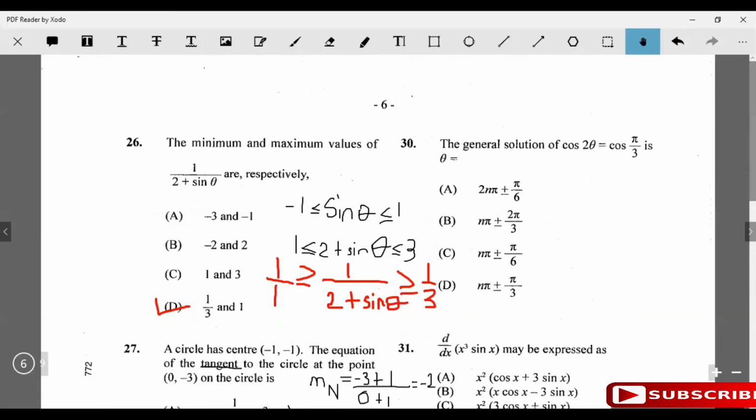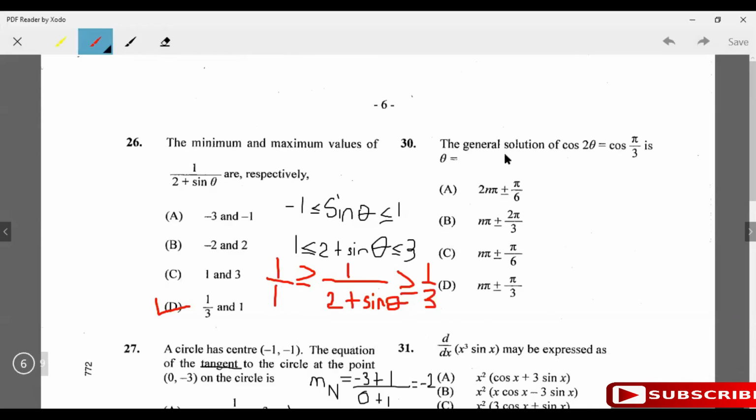Question 30. Question 30 asks us for the general solution of cosine 2 theta equal to the cosine of pi by 3. Now, if I tell you that cosine 2 theta is equal to cosine pi by 3, then the cosines cancel. And so what I'm telling you is that 2 theta is equal to pi by 3. That must be clear.